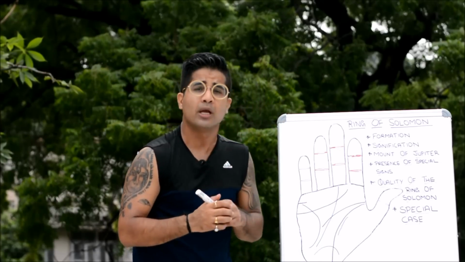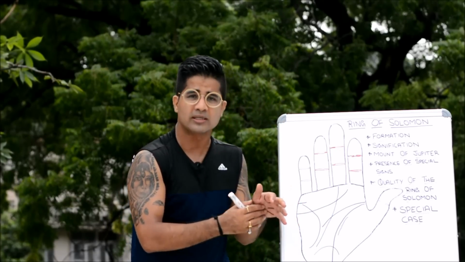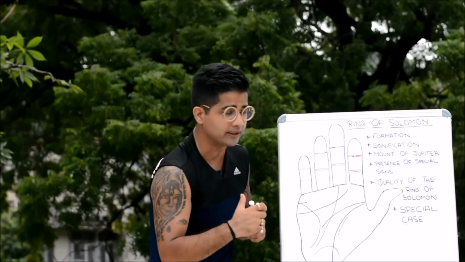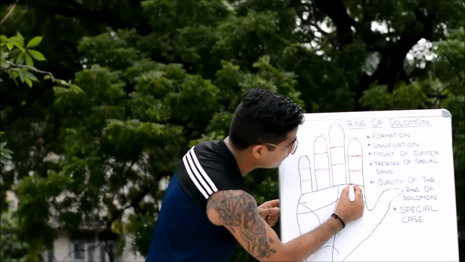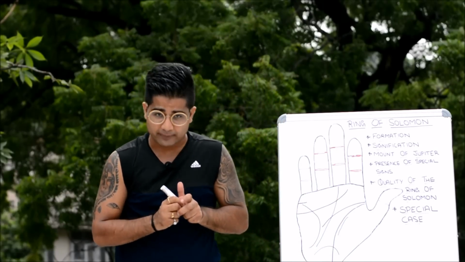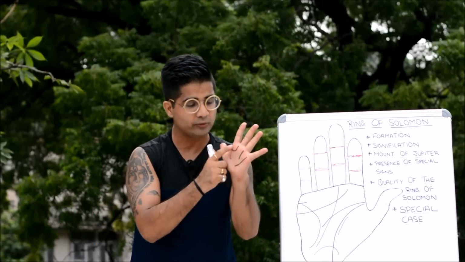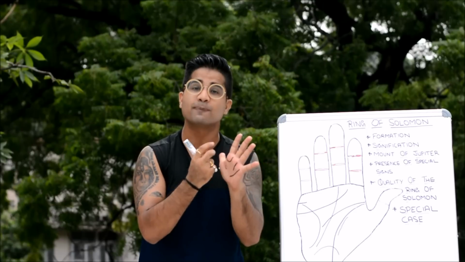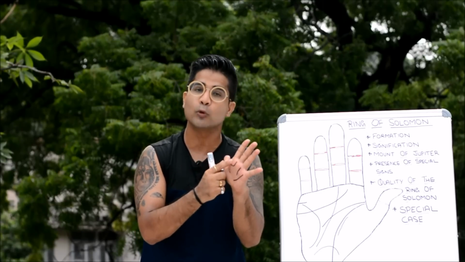I have already made a video separately on all the mounts. Let me just give you a quick recap of the judgment of the mount of Jupiter. The mount of Jupiter gets judged on these parameters: first, you need to check whether this portion is risen, whether this portion is spread out or not, whether this portion is full or not.